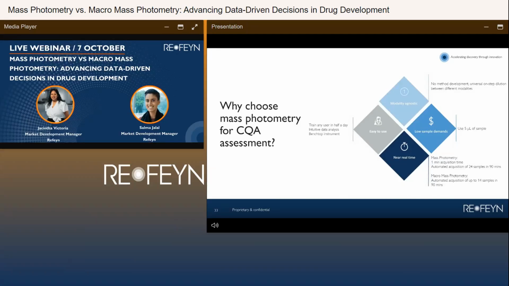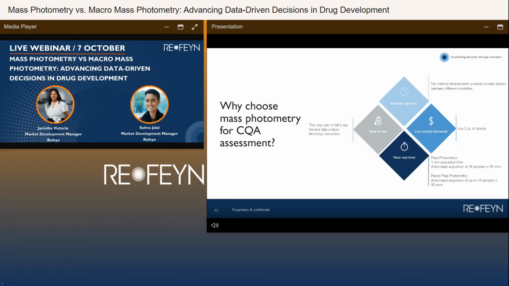So with mass photometry, you're able to get your measurements in less than 1 minute. And with the automated acquisition, you're able to measure either 24 samples or 14 samples in 90 minutes with either mass photometry or macro mass photometry, respectively. And finally, as Salma described the principle and the working operation of how mass photometry or macro mass photometry works, you would have understood now that it's very easy to use, it's very user-friendly.